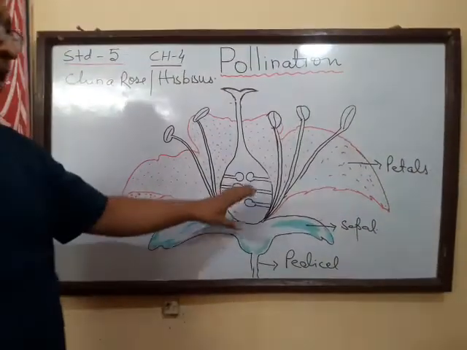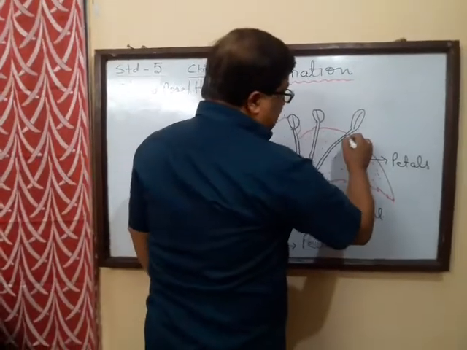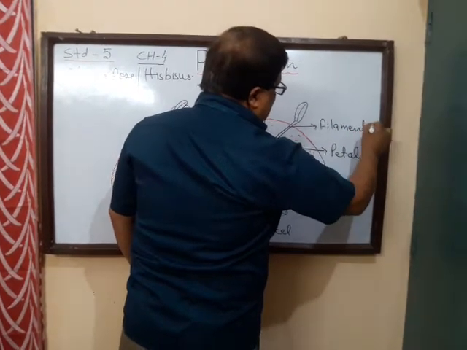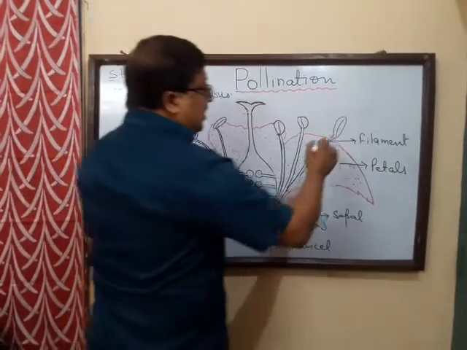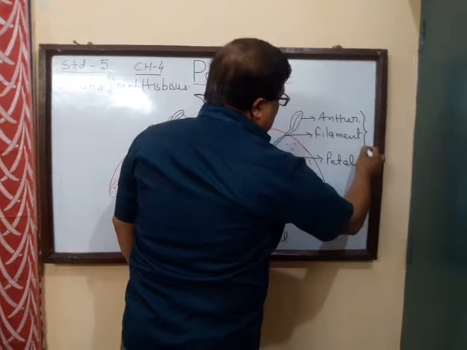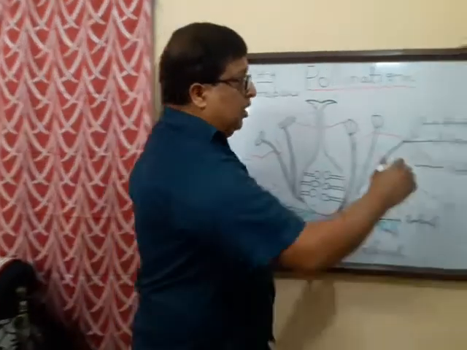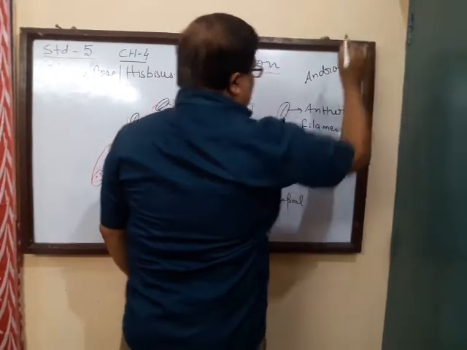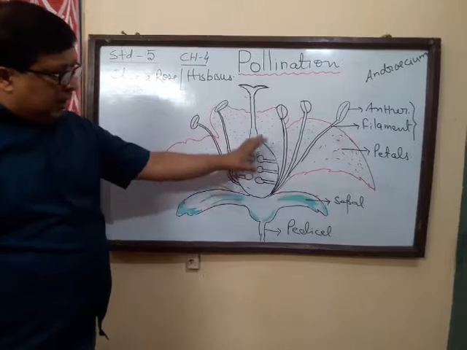Now within the flower you will find slender outgrowths coming from the sides. These are the filaments. The filament supports a structure on top of it known as the anther. This is the anther. The filament and the anther together make up what is known as the androecium. I don't have place here but I am just writing here, androecium, right?